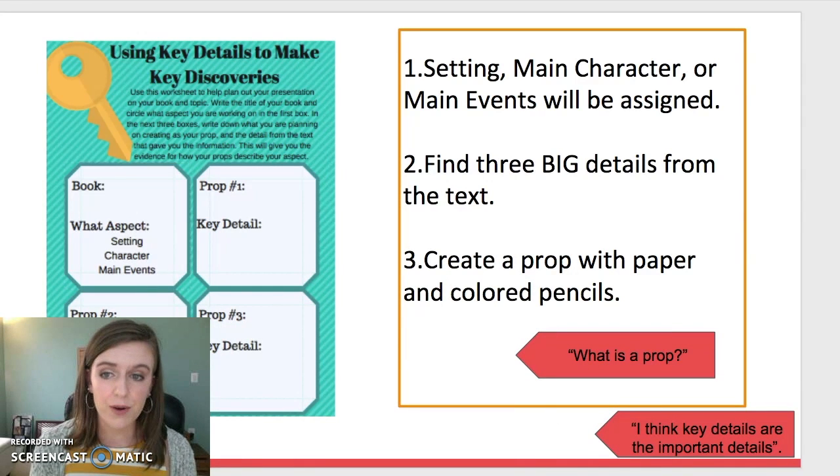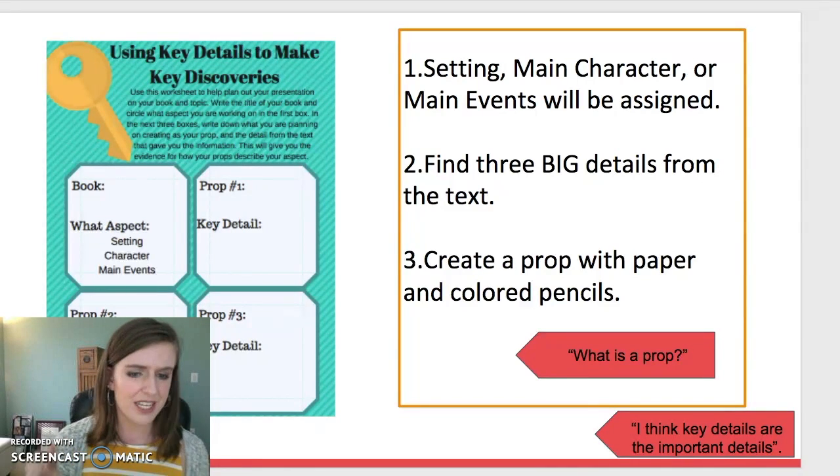So, today, for that activity, what we are going to be doing is everybody is going to receive a worksheet like the one over here in the nice teal blue with the giant key on it. And everybody is going to be assigned either setting, main character, or main events. And you are going to be asked to find 3 big or key details from the text and create a prop with paper and colored pencils that represents what you've learned from those 3 key big details.